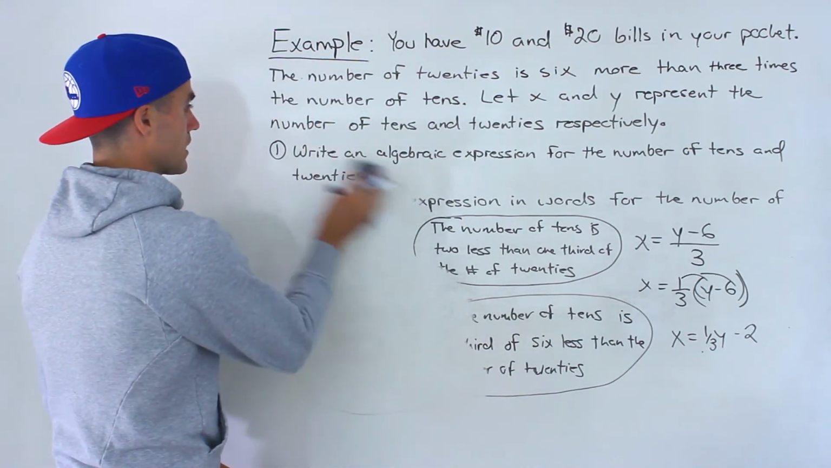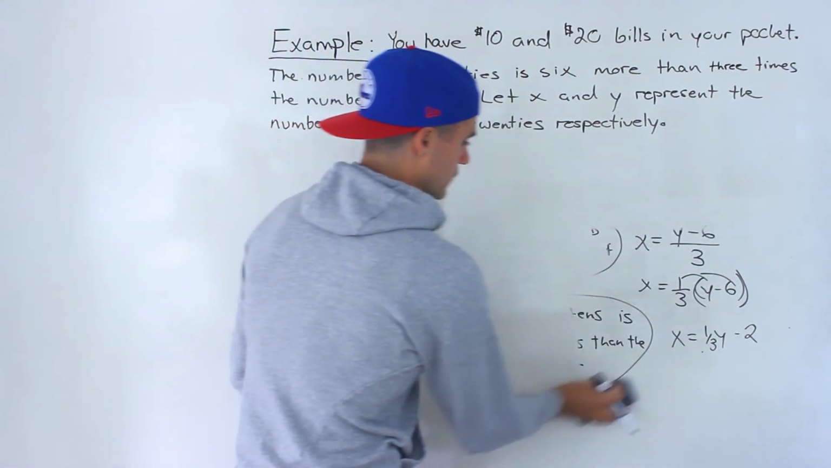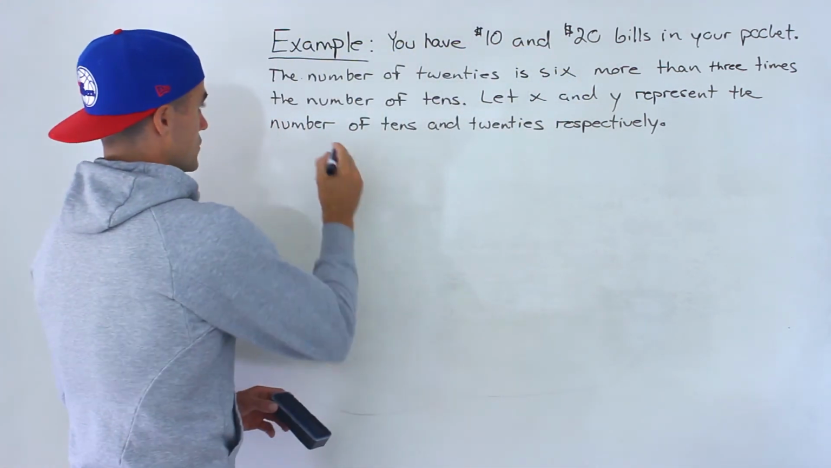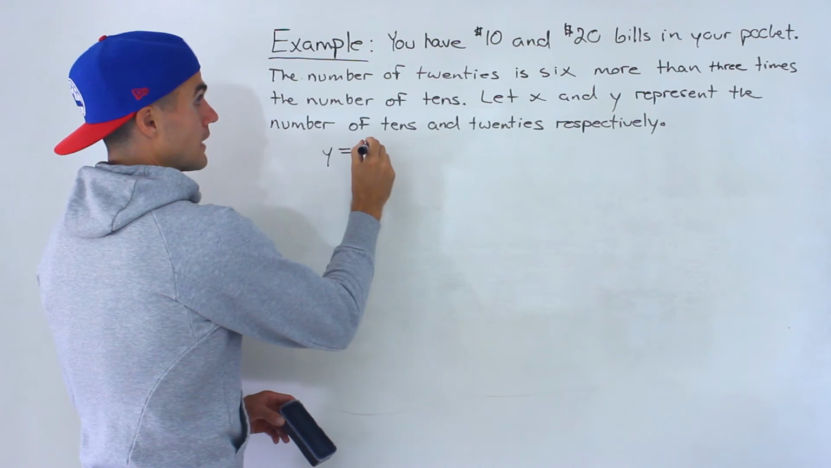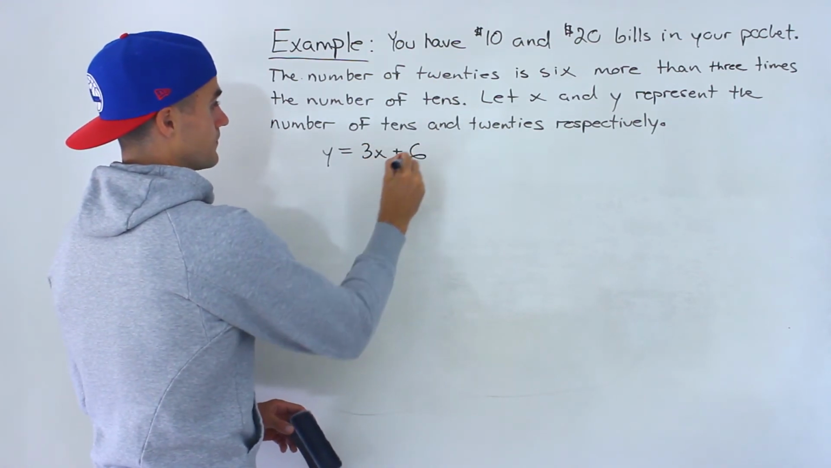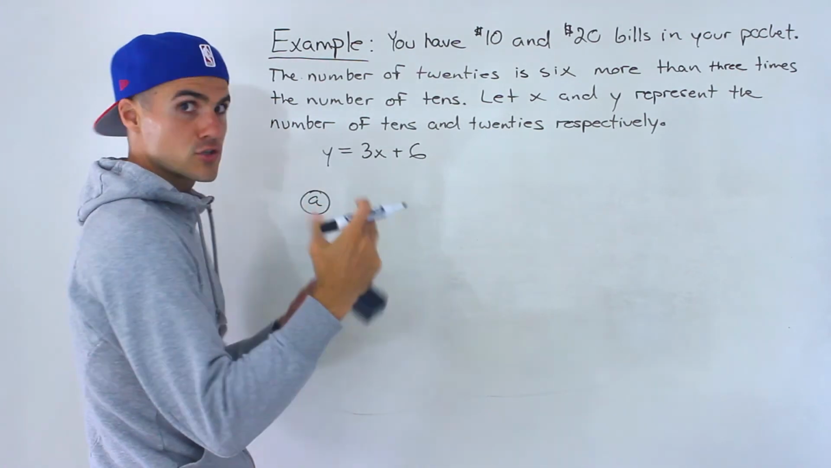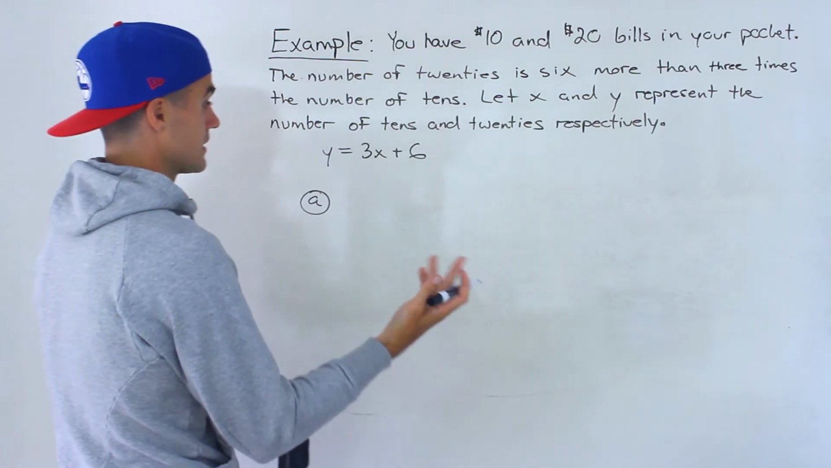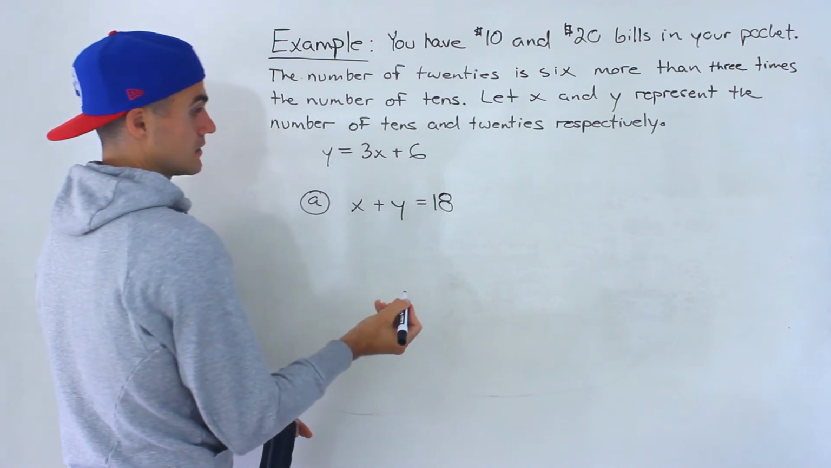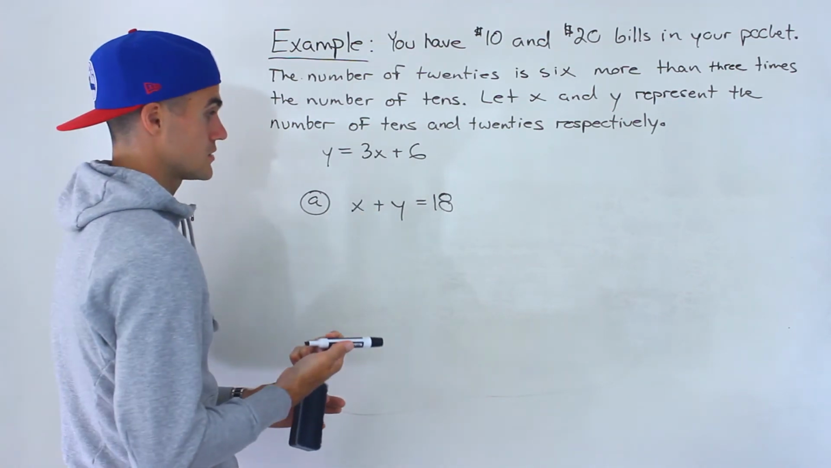And then number 3, it's not bad. It's just basically solving a system of equations. So in number 3, we're told, first off, let me write what I had. So y is 3x plus 6. I'm going to use this. So for a, in number 3, we're told that the total number of bills is 18. So we know x plus y is 18. And so notice we have 2 equations and 2 unknowns.